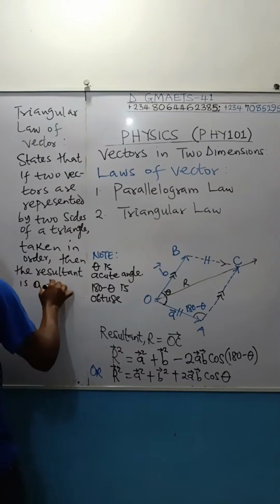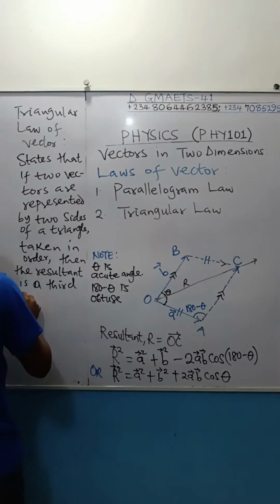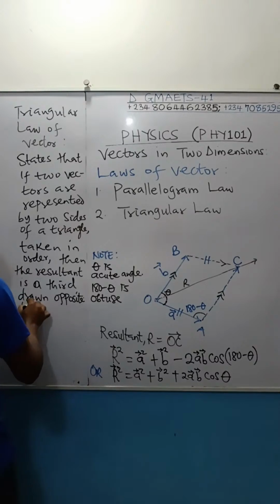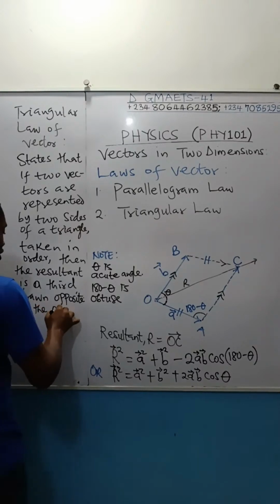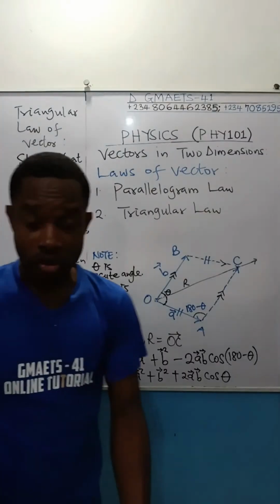Is a third vector drawn opposite to the other side, or to the other vectors, taken in order also. So that is what the triangular law of vector states.